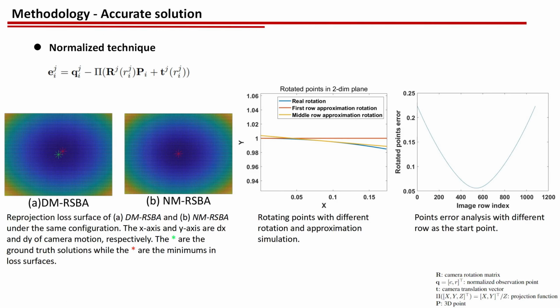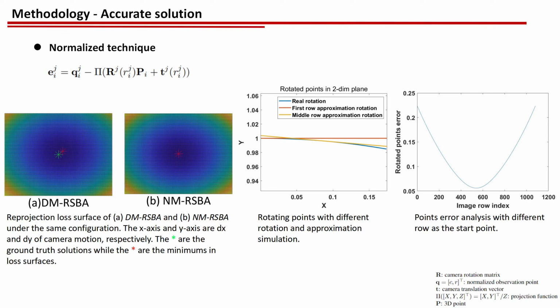In our work, we first analyze the accuracy improvement using normalized image points. We believe that the improvement comes from the more precise instantaneous motion approximation of low-order Taylor expansion when conducting normalized-based bundle adjustment. We also provide a small experiment on the left which directly proves our idea. The green star represents the ground truth solution, and the red star represents the local minimal point in the reprojection error surface. This shows that non-normalization solutions always have a biased solution.